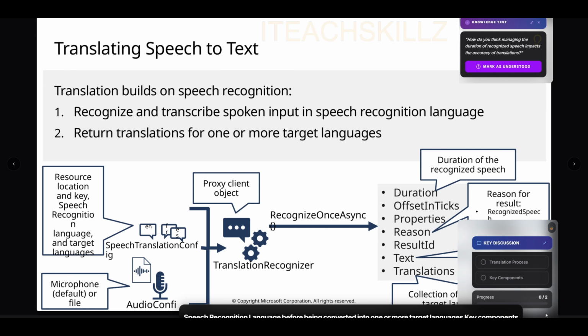Key components include resource location, key settings, and managing the duration of recognized speech using tools like Translation Recognizer, which offers properties such as duration, offset in ticks, reason, result ID, text, and translations. These elements help to provide reasons for results, like recognized speech or no match, and even handle cancellations.